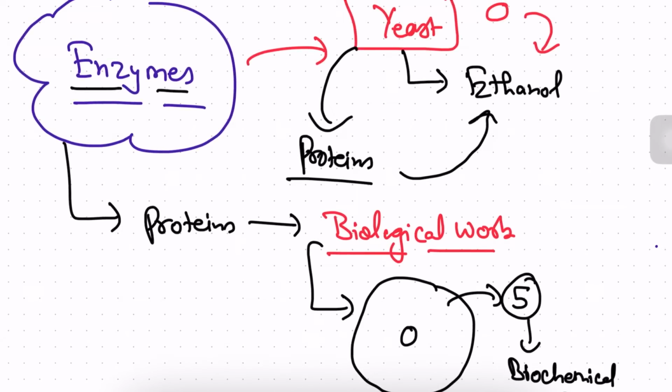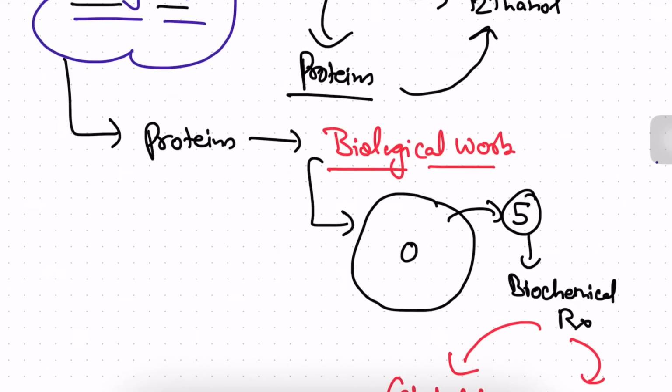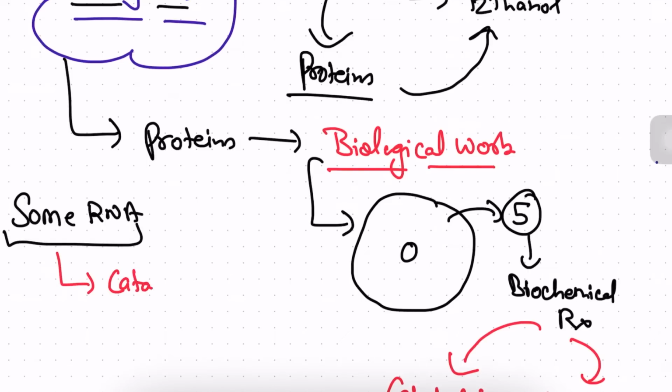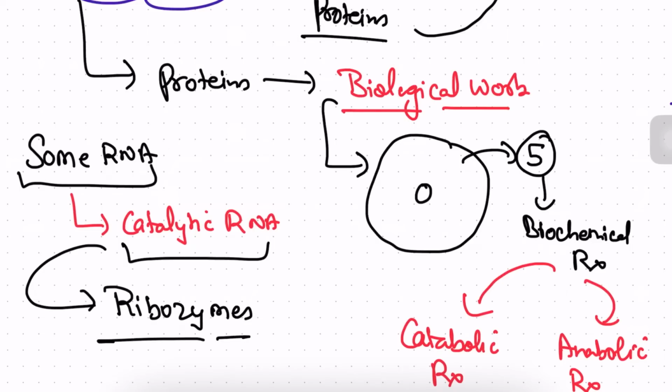Now here I have told you that most of the enzymes are proteins, but I also want to tell you some RNA can also act like enzymes. And these catalytic RNA, meaning the RNA which is going to have the property of enzymes, are known as ribozymes. So this is the introduction about the enzymes.